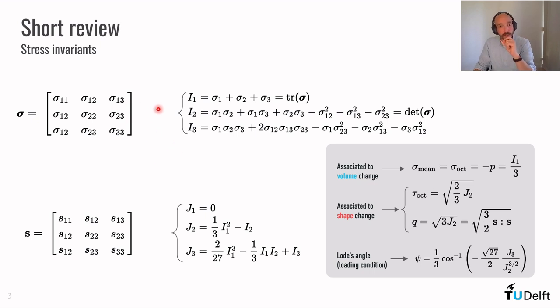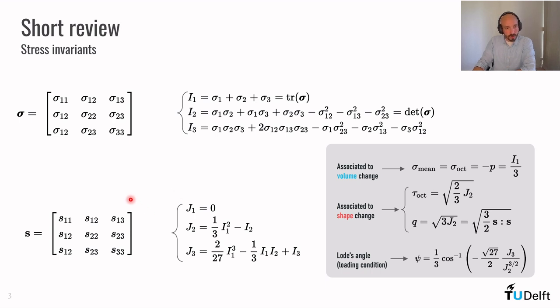For stress, we have three invariants. The first one is the trace of the stress tensor, so just the sum of the diagonal values. The second invariant is the determinant of the stress tensor. And the third invariant is given by this expression here. This is how you compute the invariants of the stress tensor, or any tensor actually.